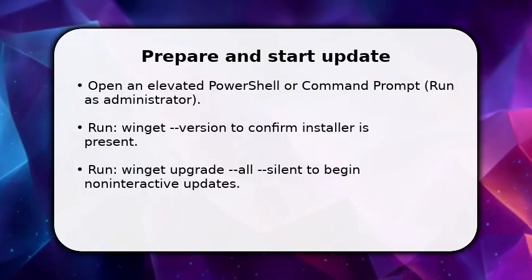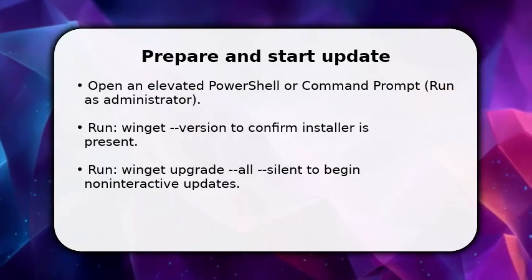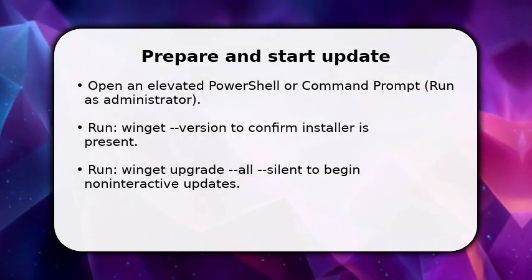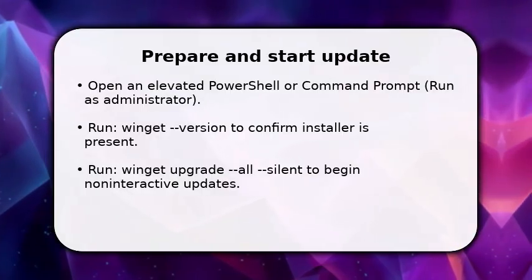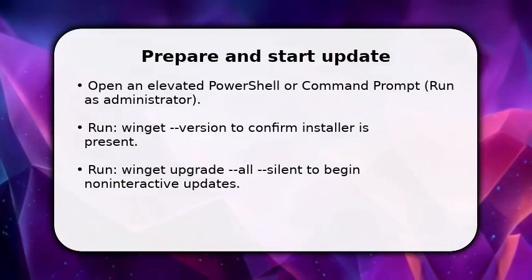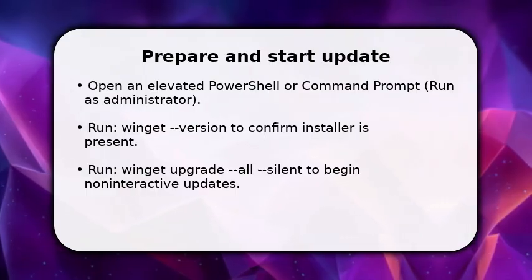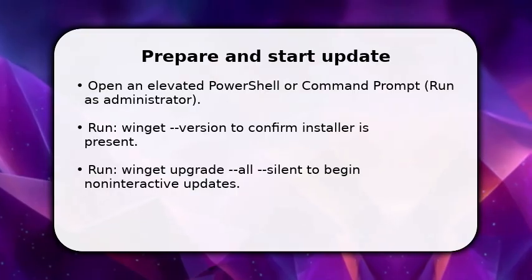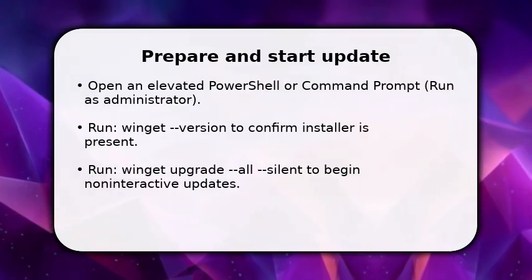You start by opening an elevated PowerShell window so permissions don't block package changes. Run winget --version to confirm Winget is installed and current. This prevents failures mid-process. Once done, invoke winget upgrade --all to list available upgrades, or add --silent to avoid prompts. This first step both discovers what needs updating and initiates changes.